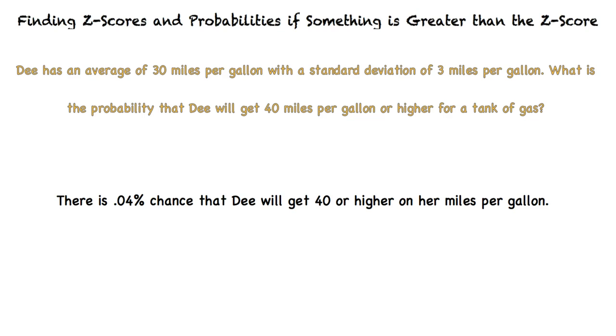Okay, let me see if I remember. First I need to find the z-score. Then with that I need to find the percentage/probability. Then if it is greater than, I need to do 1 minus the probability that I originally found. Is this correct?